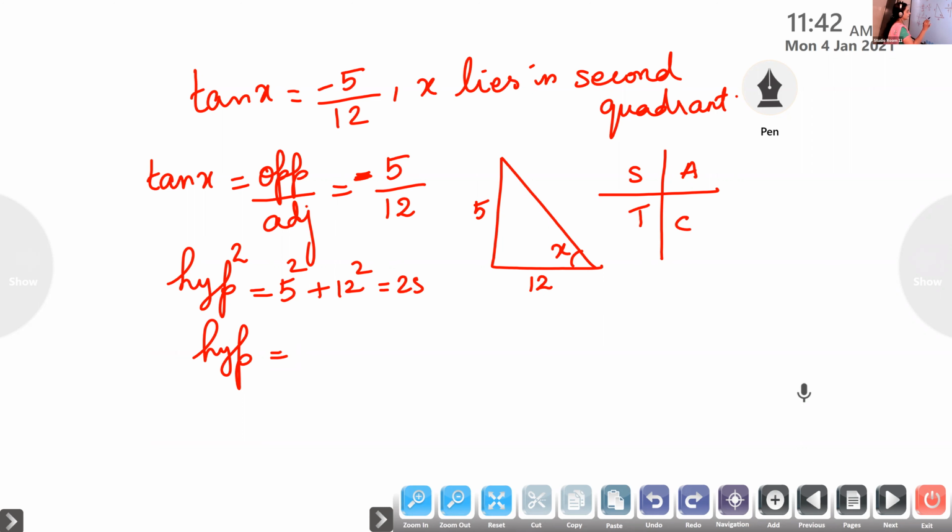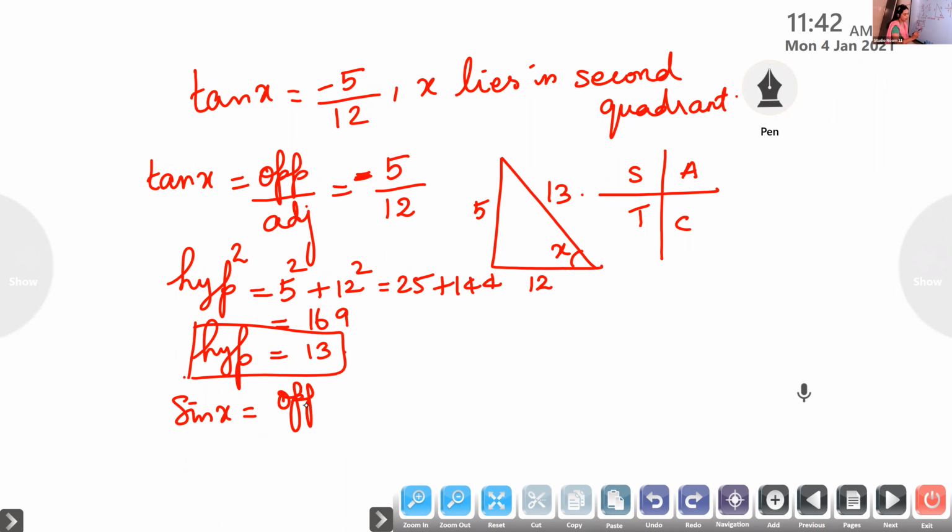25 plus 144. Yes. So which is 169, isn't it? So hypotenuse will be 13. Now we can define all the other ratios. Tan x. So let us start from sin x. What is the definition of sine? Sine is opposite by hypotenuse.